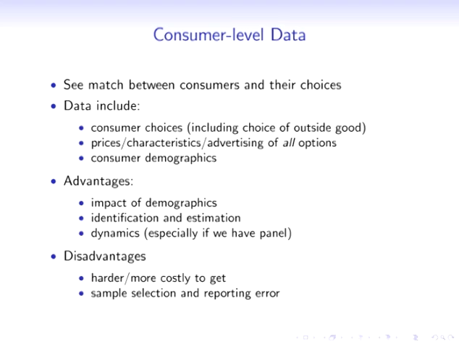So consumer level data, the main thing that it gives us is we actually have a match between consumers and what they purchase. Right? So if I have aggregate data, this would be a market, and I know what share, how many of you drink water and how many of you drink iced tea. Okay, that would be the market shares of my two products. If I had consumer level data, I would know each one of you specifically what you chose. So obviously I have the consumer choices, including here the outside good. I see how many of you decided not to drink anything. Right? So that would be the outside good.